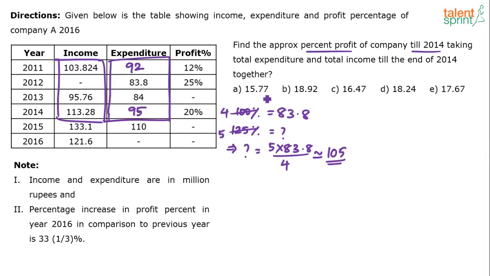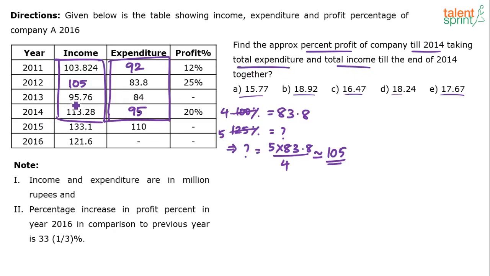But some options are close. 18.92 and 18.24 are close. 16.47 and 15.77 are also close. And so is 17.67. Anyway, let's take approximately 105, or 104.75 to be precise, which is like 105. So 419 by 4 is 105. Now what do we have to do? Find the approximate percentage profit for this company till 2014, taking total expenditure and total income.